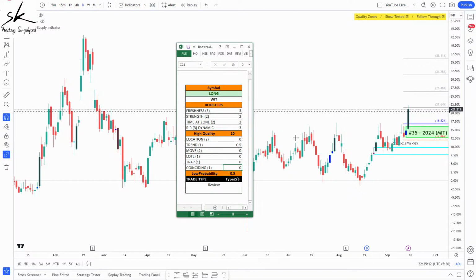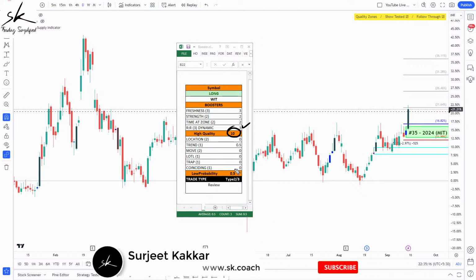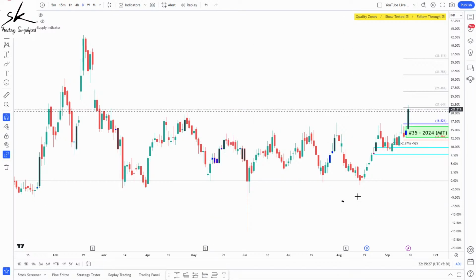So if you look at an overall scoring, we have a high quality zone, definitely with the assumption of reward to risk ratio. But a low probability setup. So high quality, low probability can only be done as a type 2 or a type 3 trade. So now we know that this only qualifies as a type 2, type 3 trade.